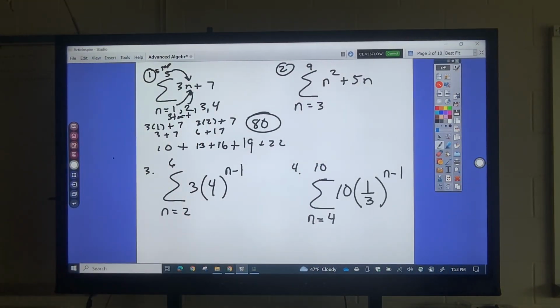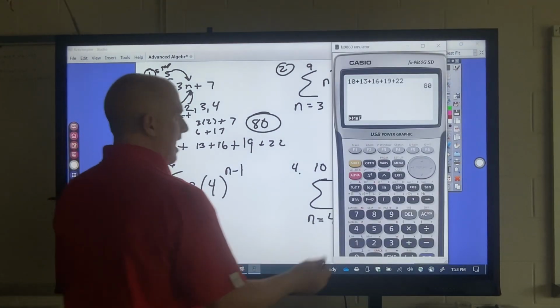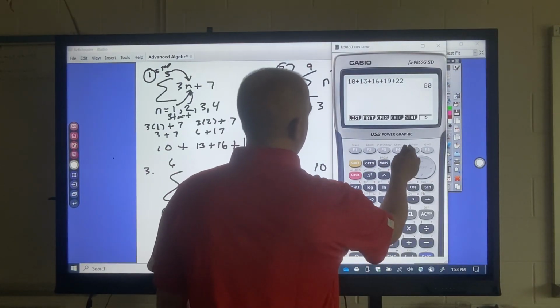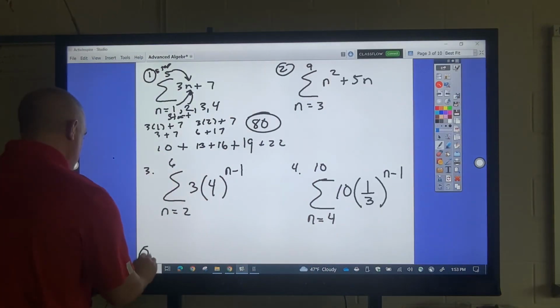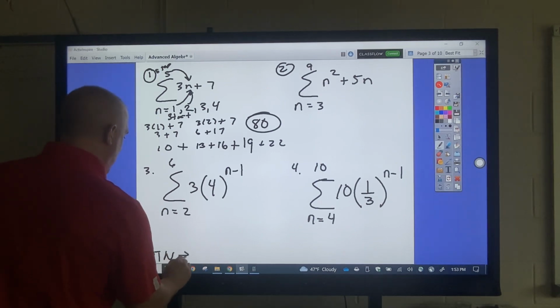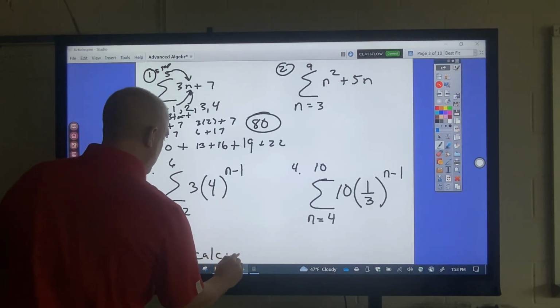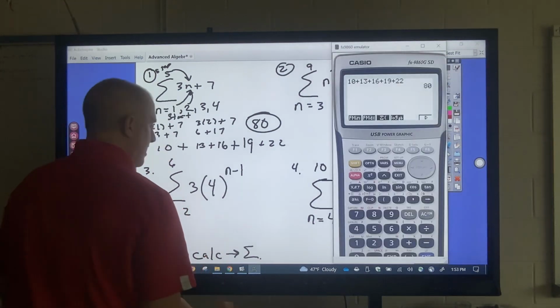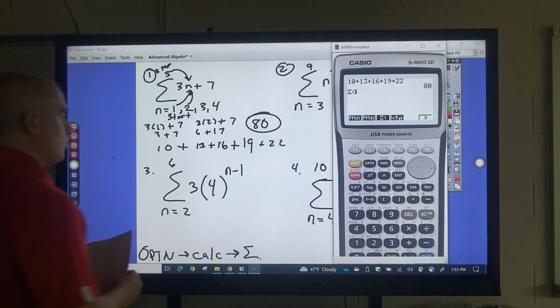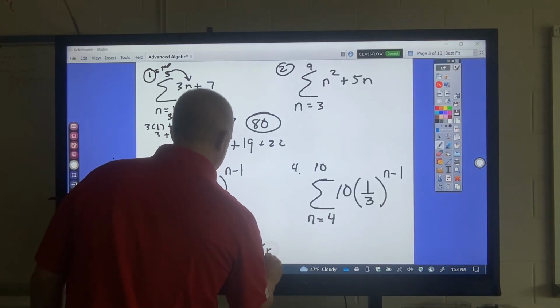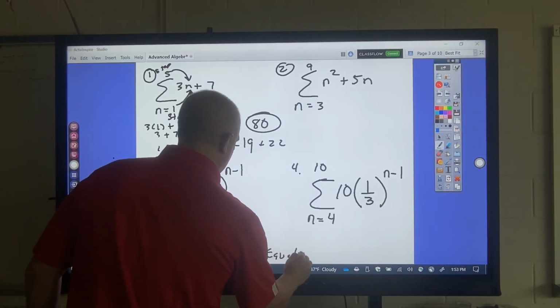Now, there's also a way in the calculator that you can figure out the sum. Here's how you do that. You go to Option, Calc, and then you scroll over and find the little sigma symbol. When you select that, what you want to put is what your equation is.